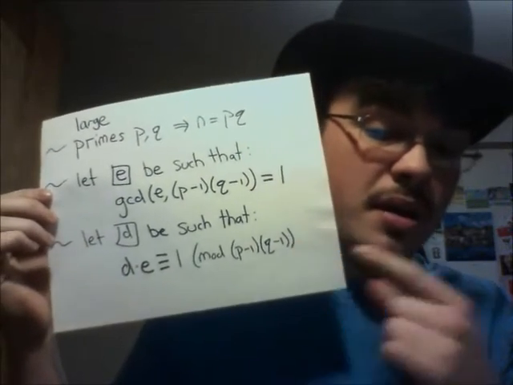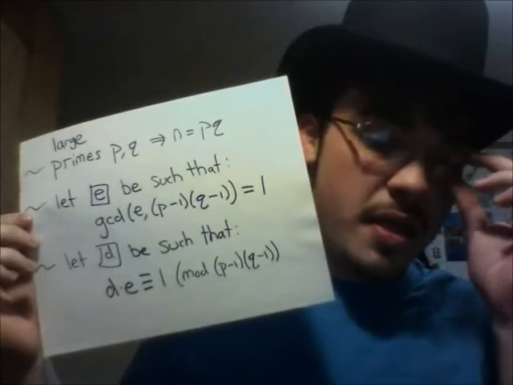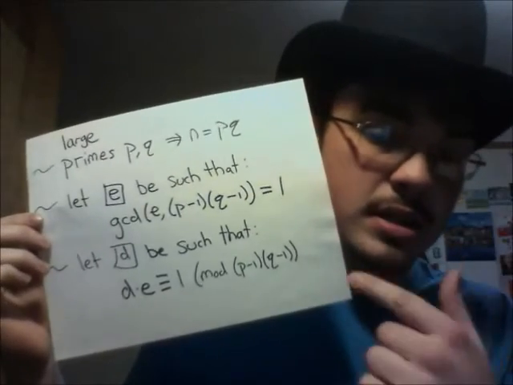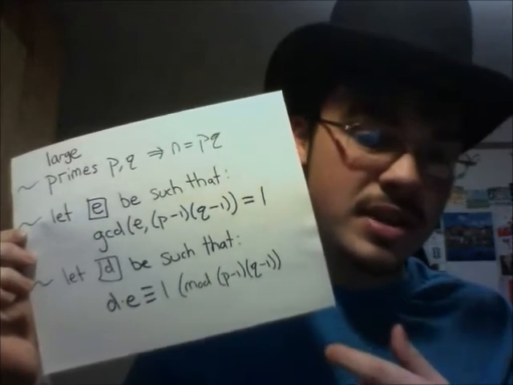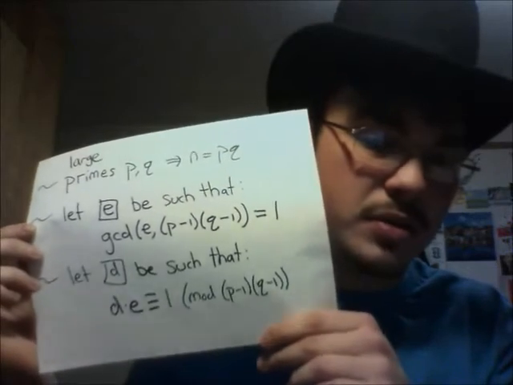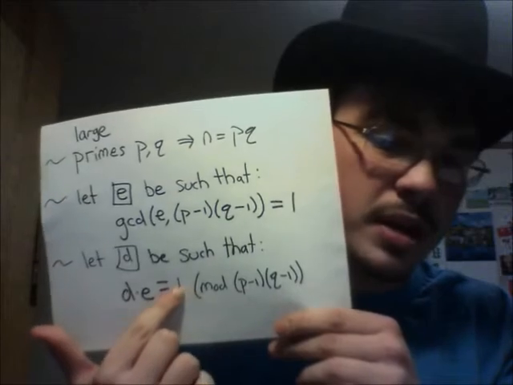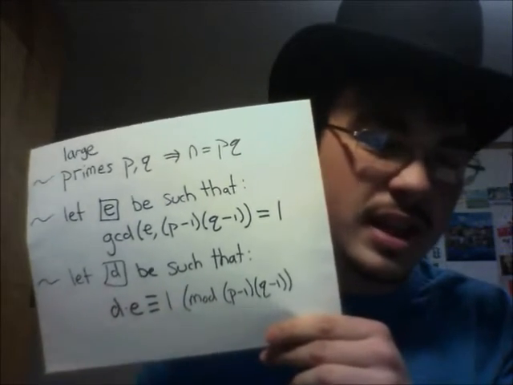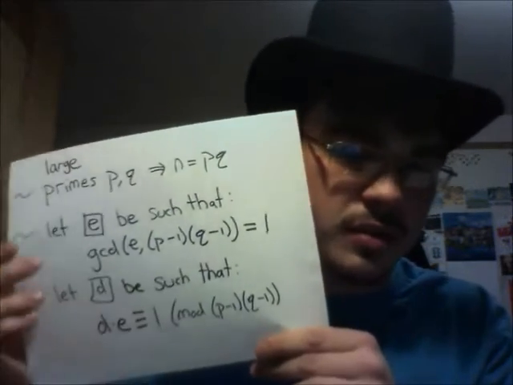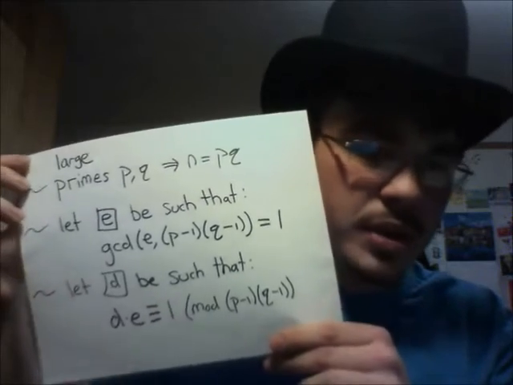Basically, meaning that when I have D times E and I divide it by (P-1)(Q-1), the remainder is going to be 1. I won't get into equivalence classes and modular arithmetic and whatnot, but that's the basic point of that.